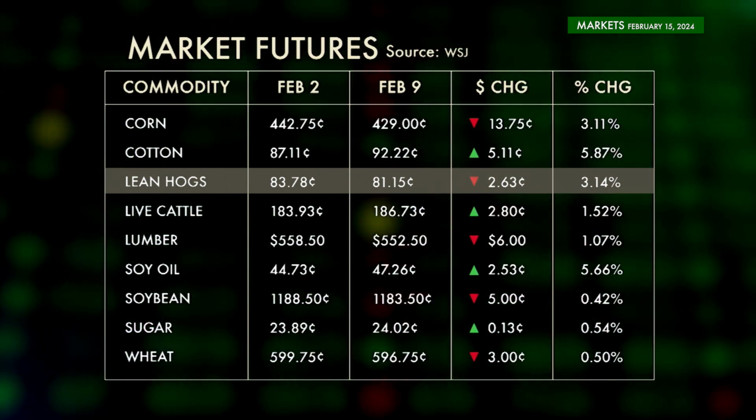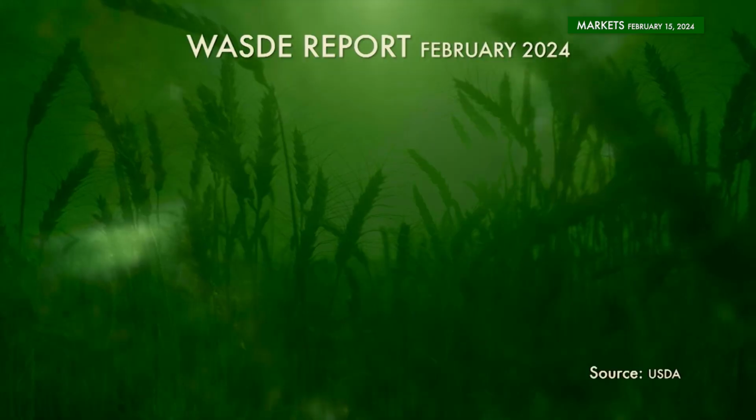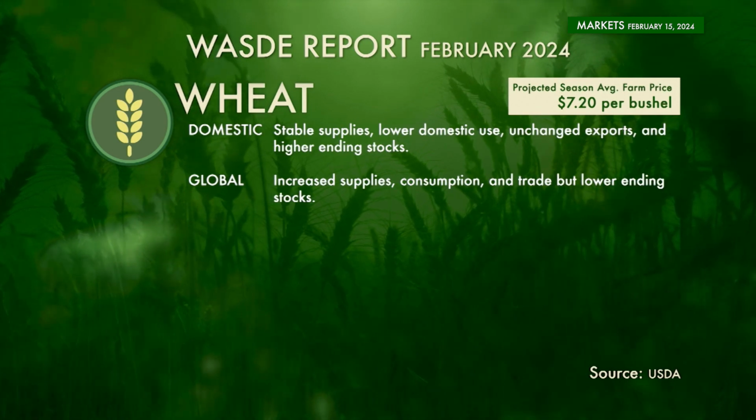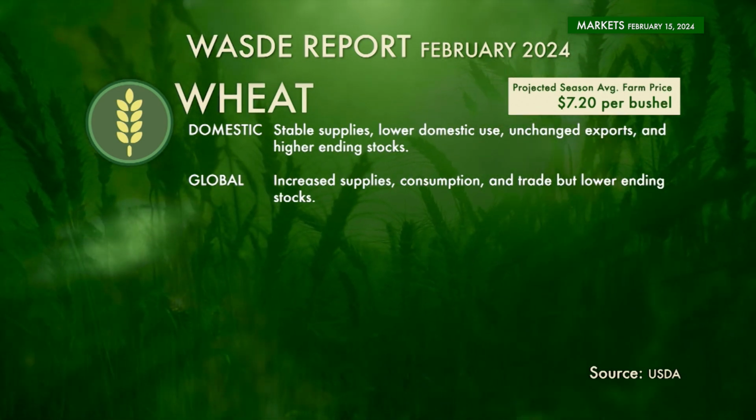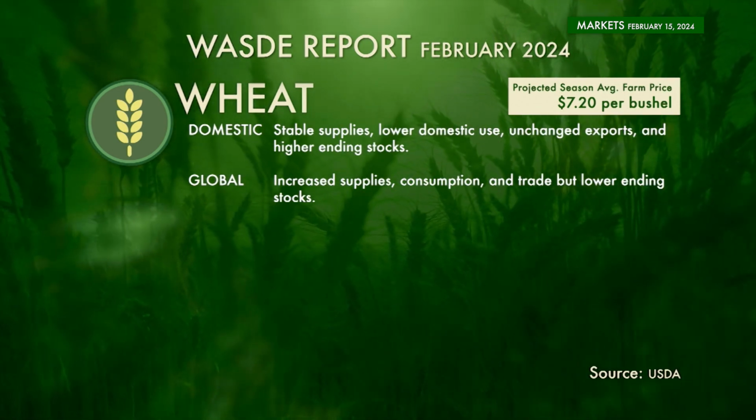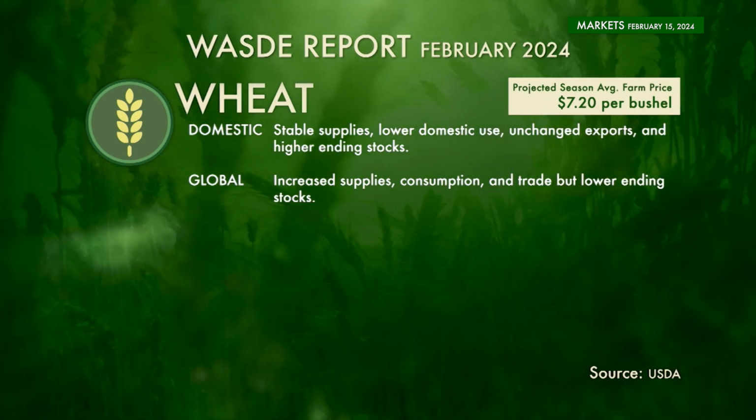So, this month's WASDE report dropped not long ago, a monthly update on ag commodity supplies, usage, and other factors, both domestically and globally. Here's what it said this month. U.S. wheat food use down due to reduced flour grind. Exports unchanged and ending stocks raised. Season average farm price $7.20 per bushel.